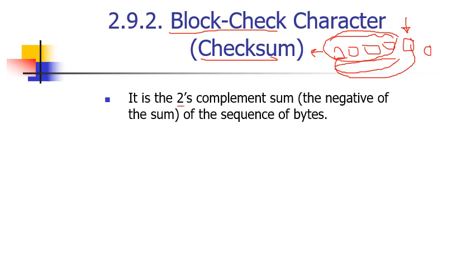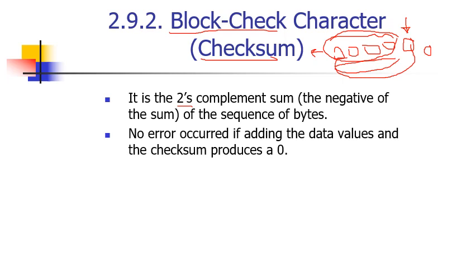So it sends along with a block of data composed of some number of bytes the two's complement of the sum of these bytes. And at the receiving end, if you add the two's complement to the sum and you get a 0, this is an indication that the sent data have been received correctly. Okay, good.